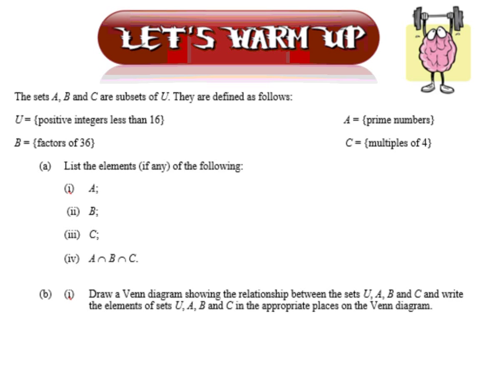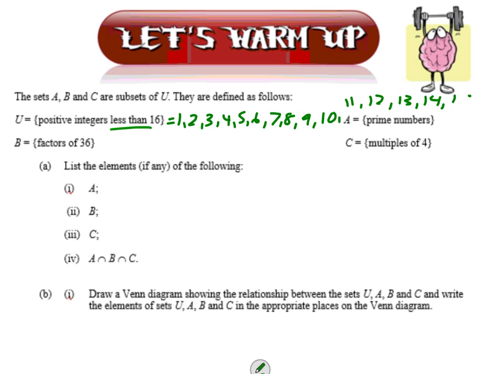The first question says the sets A, B and C are subsets of U, the universal set. They are defined as follows. U equals positive integers less than 16, which means not including 16. You might want to write those numbers out: 1, 2, 3, 4, 5, 6, 7, 8, 9, 10, 11, 12, 13, 14, and 15. I won't read the others out because we're actually asked to do that in question A.